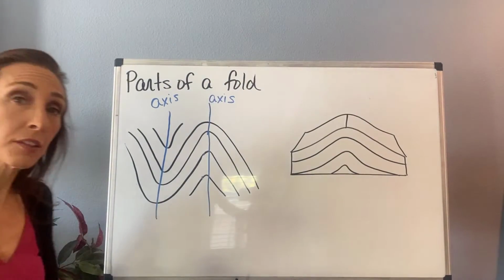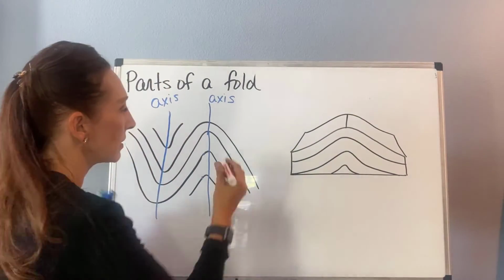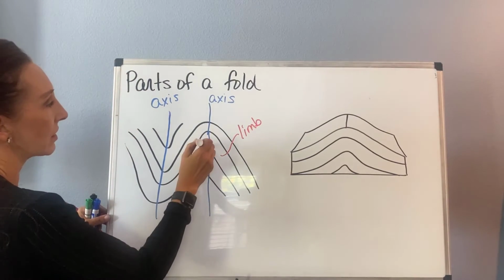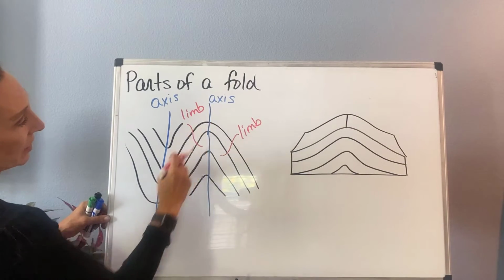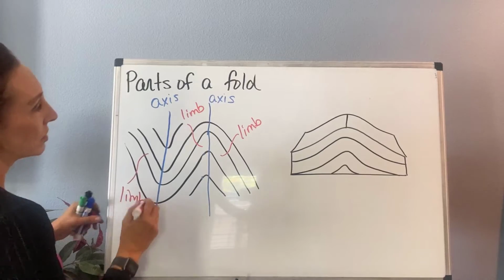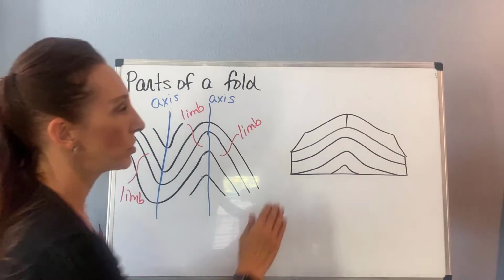And then the other parts that we care about are going to be the limbs. And so the limbs, like our arms sticking out. So this would be one of the limbs of the anticline, another limb in here. And of course, this limb here is going to be shared by the syncline. So you have another limb here. So pretty straightforward.